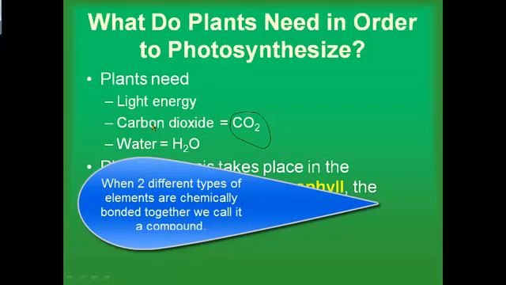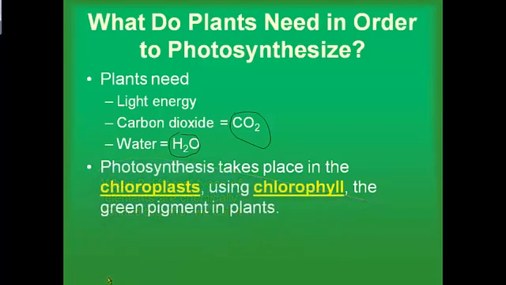And so you need light, you need carbon dioxide, and you also need water. Water, the chemical symbol is H2O. Two hydrogen atoms chemically bonded with one oxygen atom gives you water. And finally, you need those chloroplasts with the chlorophyll. All those put together can make photosynthesis happen.